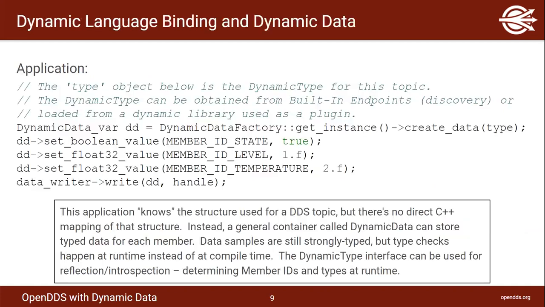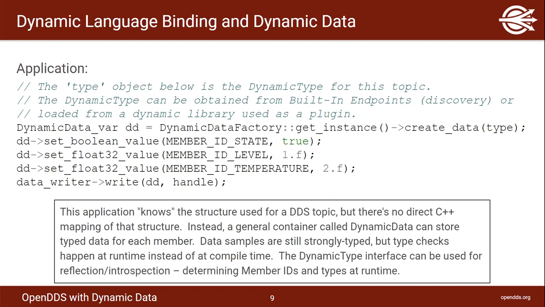Next slide, please. So in this particular case, in the dynamic thing, as I said, we're not using IDL anymore. So the application creates a type. We assume that the type has already been created for us. It's in that type variable. You then go to the dynamic data factory, and you're going to create a new sample from that. That's that dynamic data var DD. From there, you can then use the API to populate it, setting its members to certain values. And then once you have initialized it the way that you want, the data writer accepts that dynamic data instance and goes ahead and writes the sample.